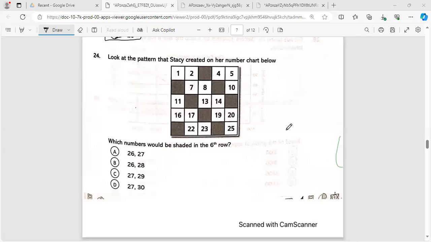Yes, I agree, sir. So you think if we should draw the next thing right here, you think the next one is going to be 26? Yes, sir, I think it's B. And that's what they actually did, right?